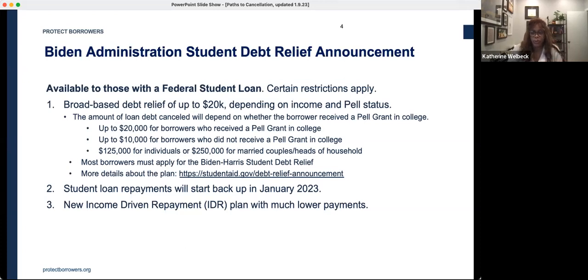In addition to the announcement of the extension of the payment pause, it was also announced that the Department of Education would announce a new income-driven repayment plan that would drastically lower payments for student loan borrowers. Actually, today the Department of Education released those proposed rules, and you'll have more information in the coming days about what this is actually going to look like.